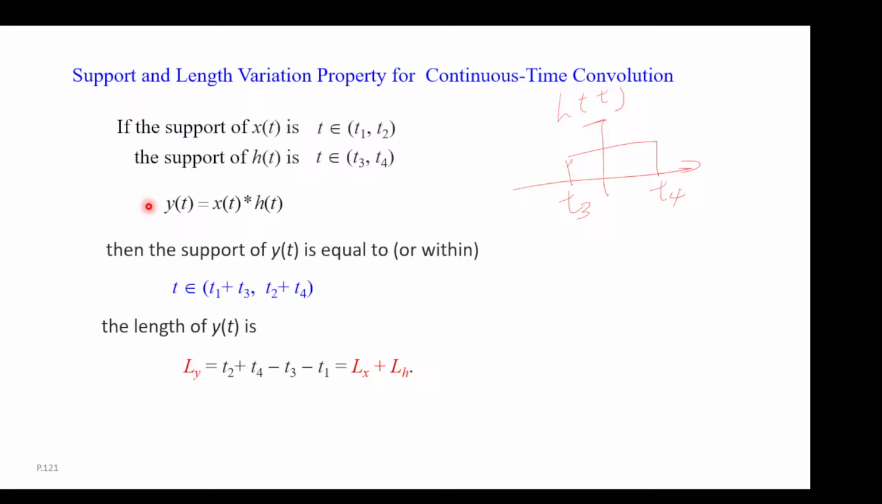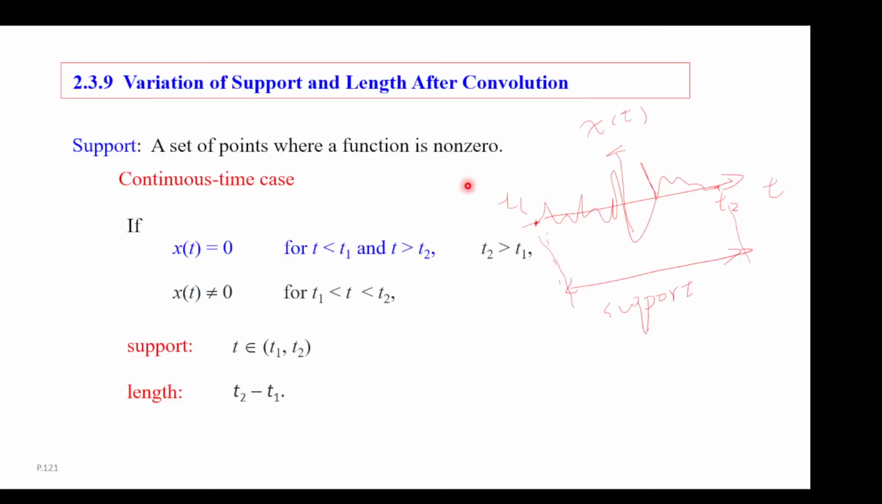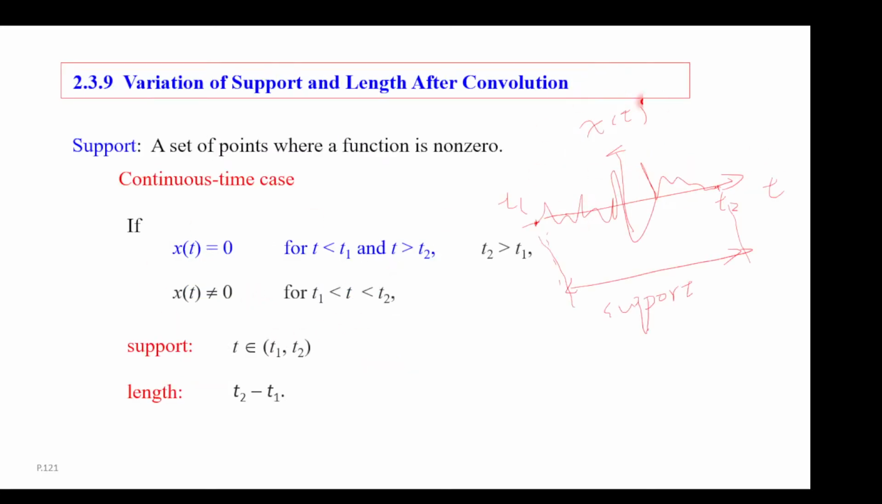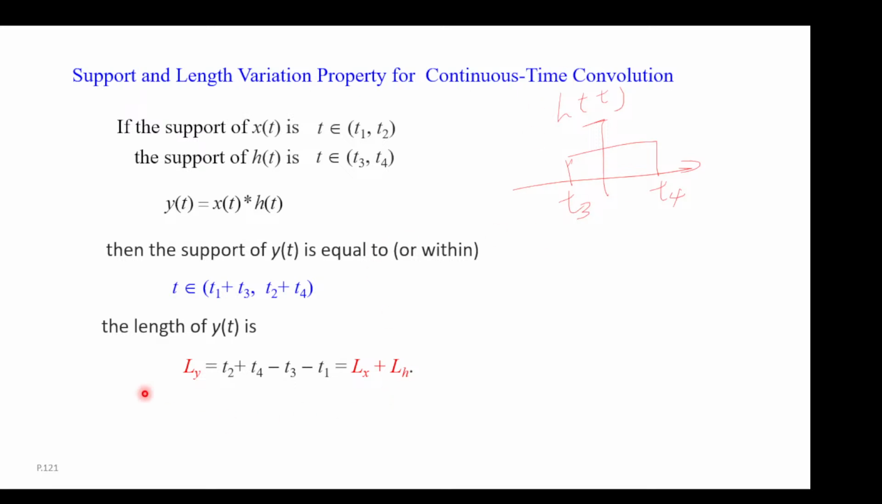And we now think about the output. So what's the support of the output? Then you can easily check that the support is the summation of the two supports. So the support of the output will be t1 plus t3 to t2 plus t4. And the length is just the length of h plus the length of x, added together. Mathematically it's really simple, but it's an interesting concept. You see that your system got convolved with something to output, then the durations add together.